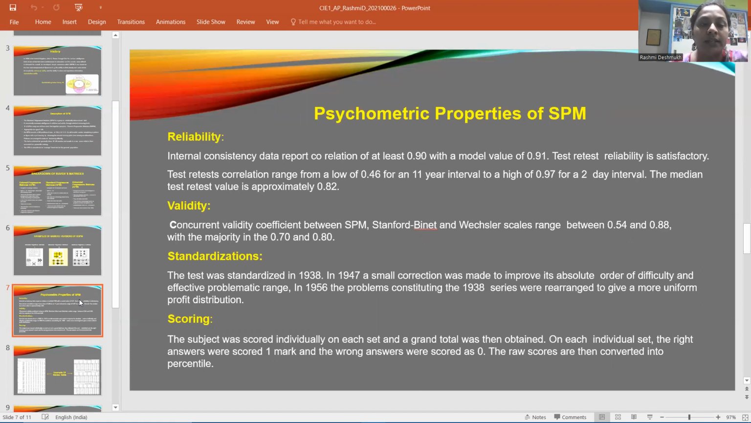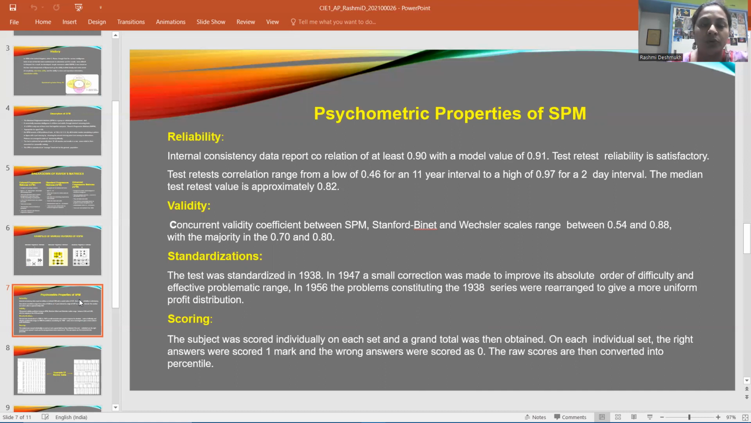Then we move on to validity. The concurrent validity coefficient between SPM, Stanford Binet, and Wechsler scale ranges between 0.54 and 0.88, with the majority in the 0.70 to 0.80 range, which we can say is really good. Standardizations. The test was standardized in 1938, in 1947, in 1956, and so on. So we can say it has been standardized about every 10 years.